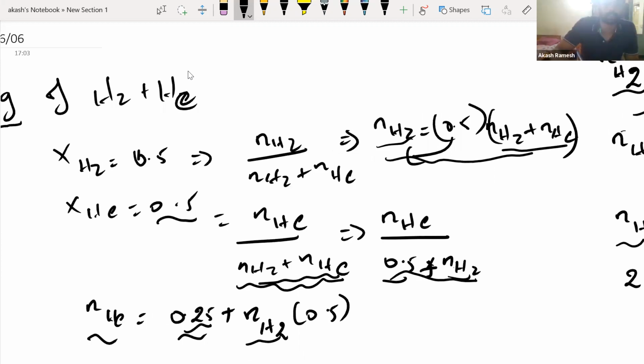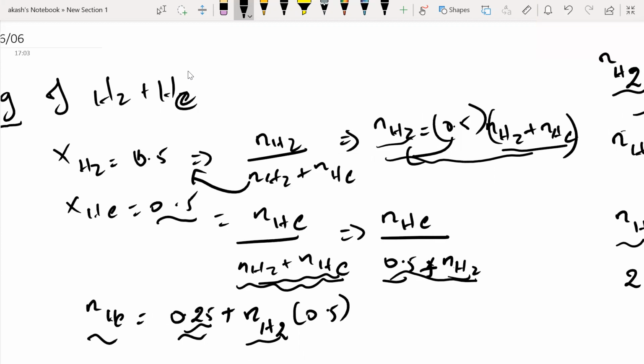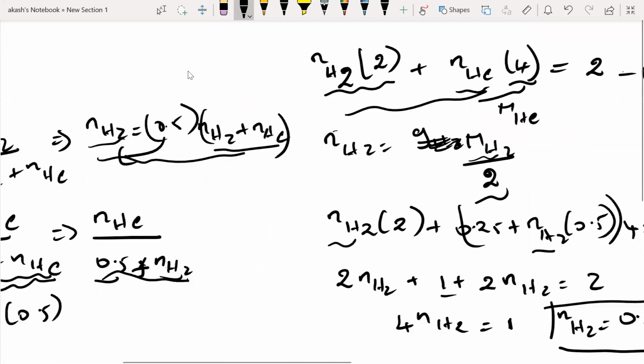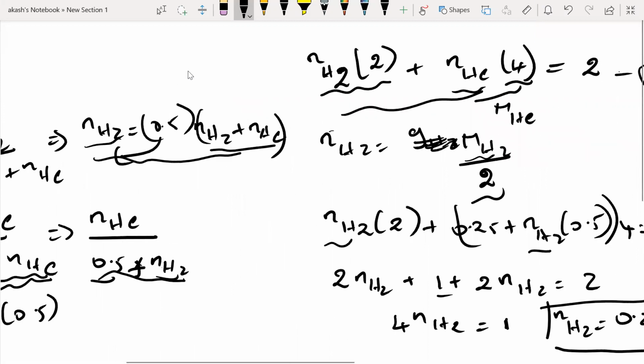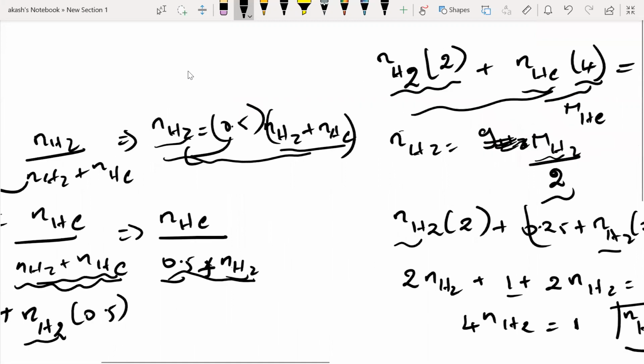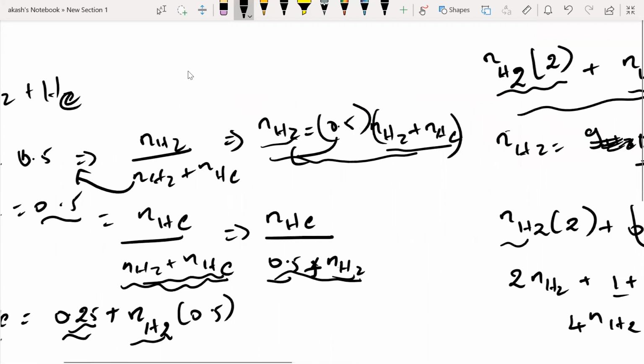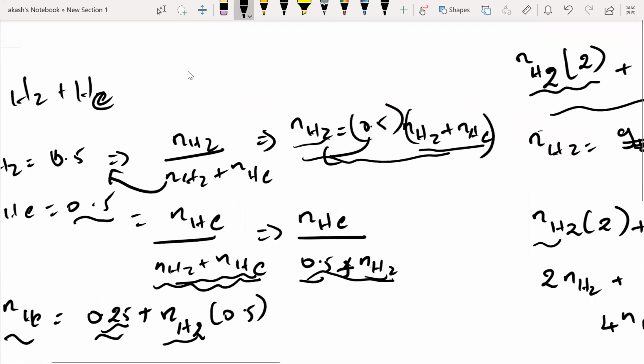Okay. So basically, this you took here, correct? Yes, sir. And then I subtracted the number of moles of H2, like 1 minus 0.5. So I got 0.5 number of moles of helium equals 0.5 number of moles of hydrogen. I understand what you did. So I cancel the 0.5. Therefore, number of moles of helium equals number of moles of H2. And I substituted the mass. That is 4n plus 2n equals 2. So 6n equals 2.